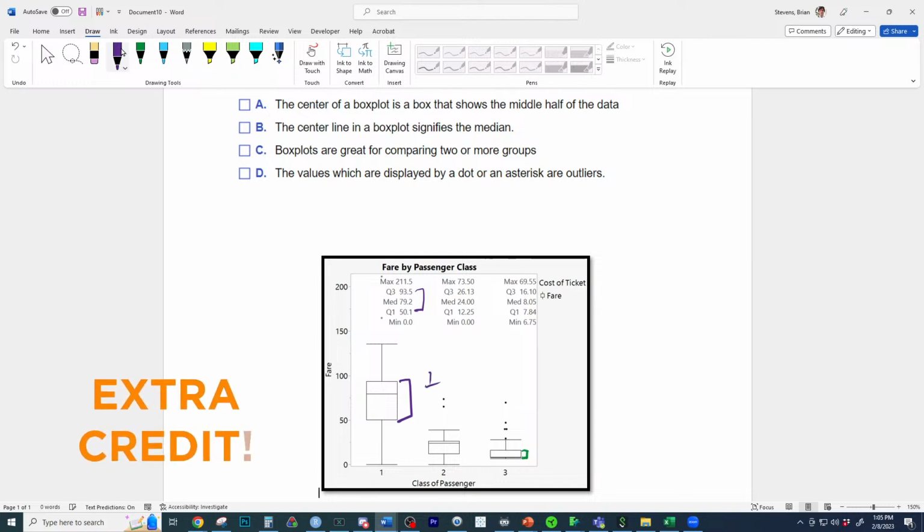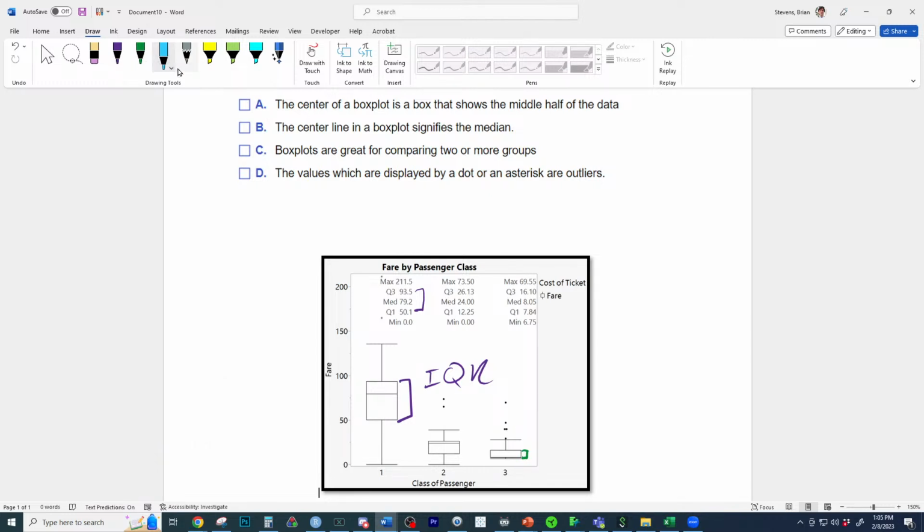And this is the IQR. And that is a right answer. Go blue. That is right. The center line of the box plot signifies the median. You bet it does. That's the median right there. And that's another right answer.